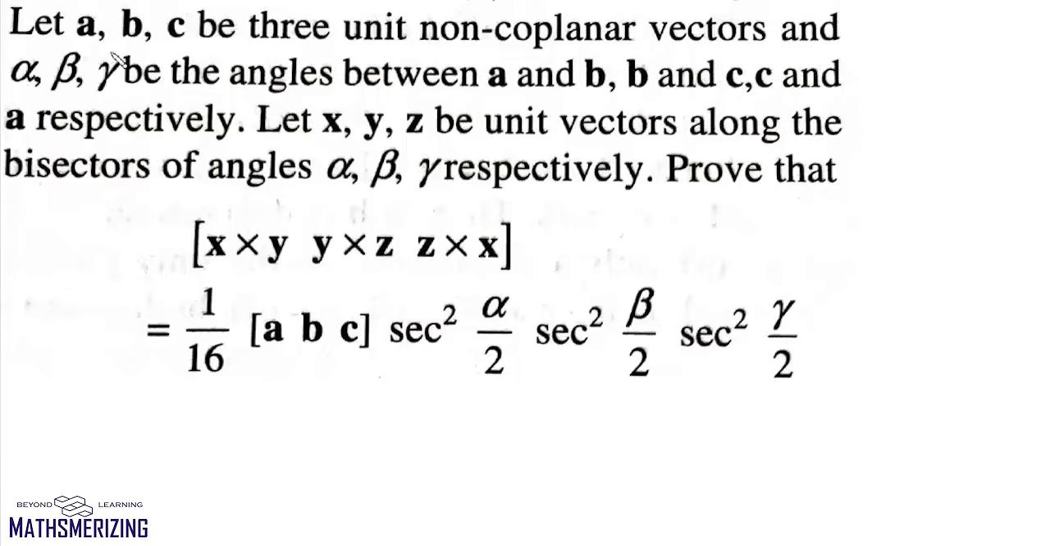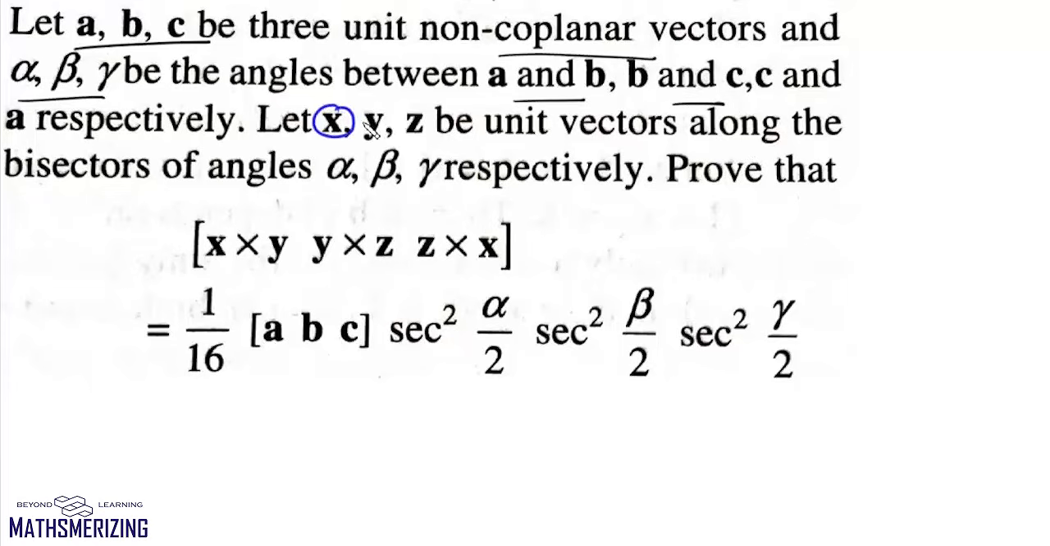Now here the question is: let A, B, C be three non-coplanar vectors and alpha, beta and gamma be the angles between AB, BC and CA. Now let X, Y, Z be unit vectors along the bisectors of angles alpha, beta and gamma respectively. Then prove that the box product of X cross Y, Y cross Z and Z cross X is given as follows.